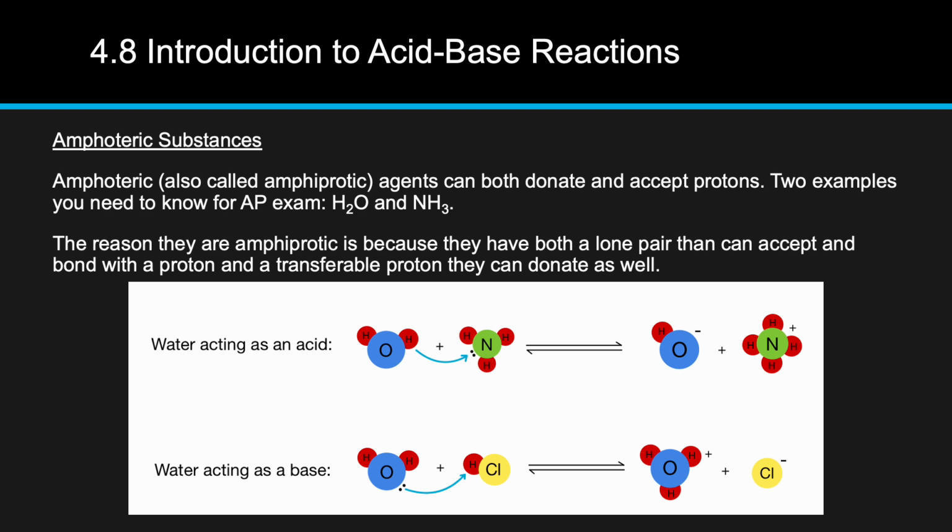So water can donate a proton and act as an acid, forming OH-, or it can accept a proton to act as a base, forming H3O+.